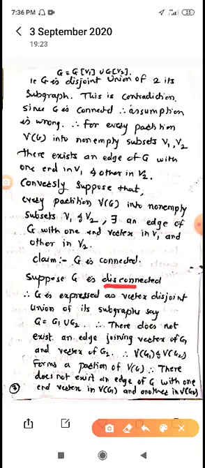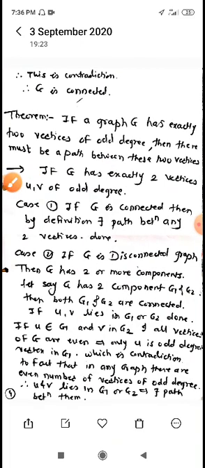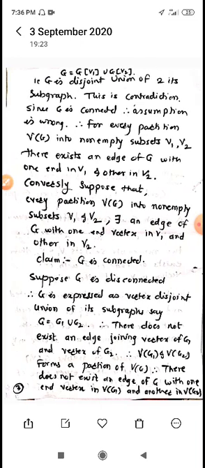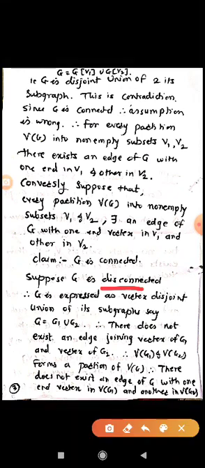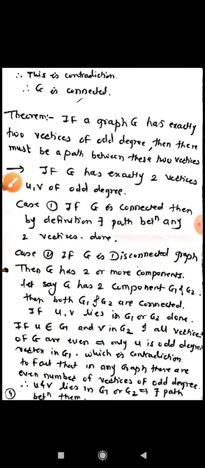V of G1 and V of G2 of the vertex set of graph G. Hence, there does not exist an edge of G with one end vertex in V of G1 and the other in V of G2, by using the equivalent definition. But this is a contradiction, since our assumption is that there exists an edge with one end vertex in V1 and the other in V2. Hence, our assumption that G is disconnected is wrong, and hence G must be connected in the second part.